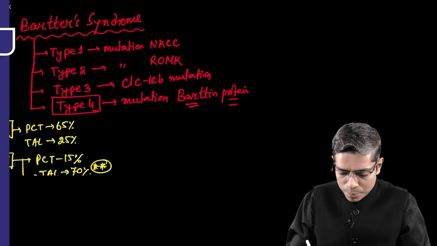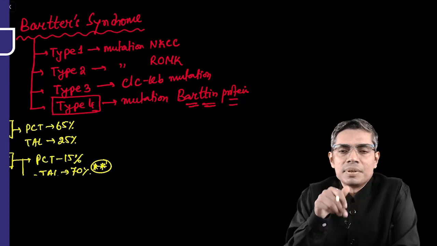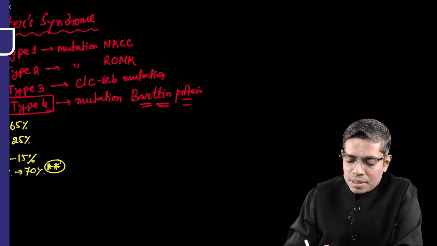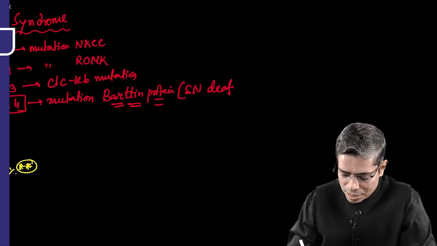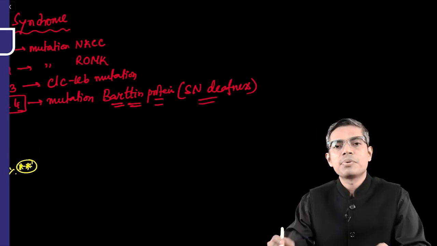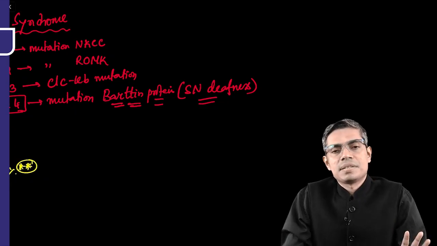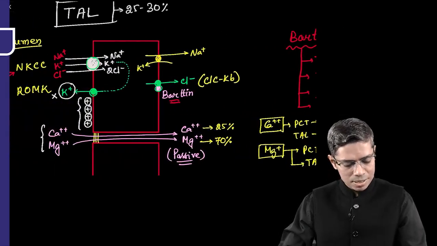Because of this, whenever a person is suffering from type 4 Bartter syndrome, where the Bartin protein is mutated, the person will suffer not only from problems at the level of the renal system, but also from sensory neural deafness. That's why type 4 Bartter syndrome is associated with sensory neural deafness. I hope you got it. So this is about NKCC mutation and Bartter syndrome.